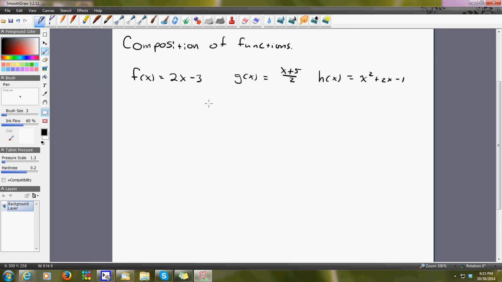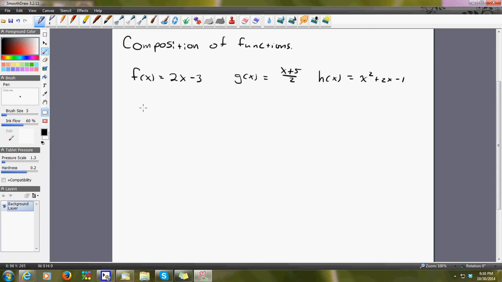So I'm going to do a quick video on composition of functions. Let's try that again. A composition of functions is really a combining of functions. And functions are usually expressed in terms of some letter, like f, g, and h. So I'm going to say let f of x equal 2x minus 3, g of x equal (x plus 5) divided by 2, and h of x equal to x squared plus 2x minus 1.